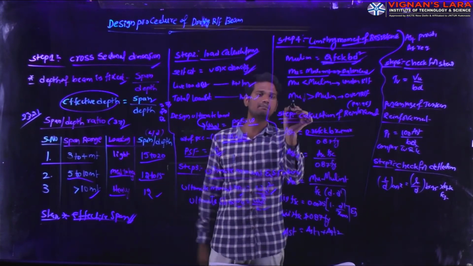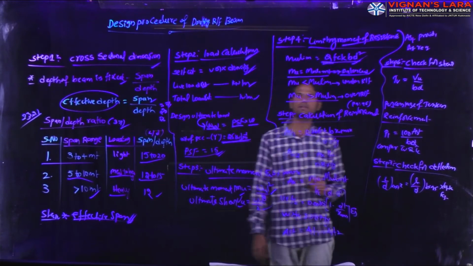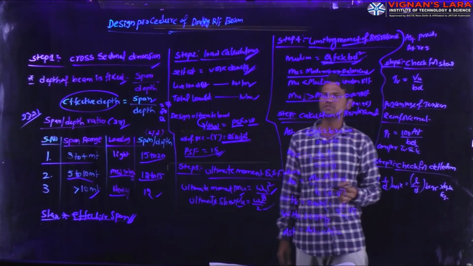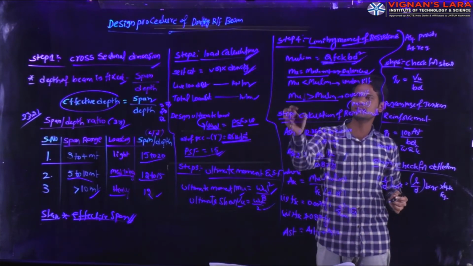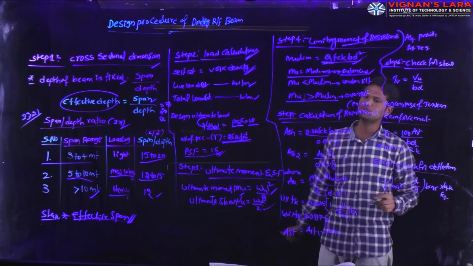Whereas if the applied moment Mu is greater than the Mu limit, it will be the over reinforced section. The additional moment acting on the beam will be greater than the limiting moment, that we are calling as an over reinforced section.